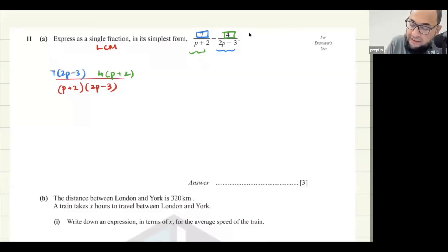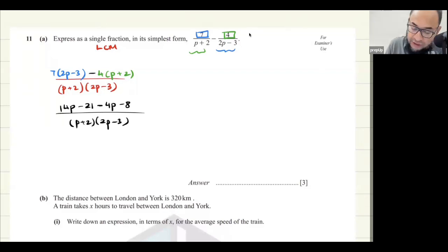There is a negative sign in the middle. Simplify 14p minus 21 minus 4p minus 8, divided by the two brackets. Do not multiply them out. Leave it as it is.